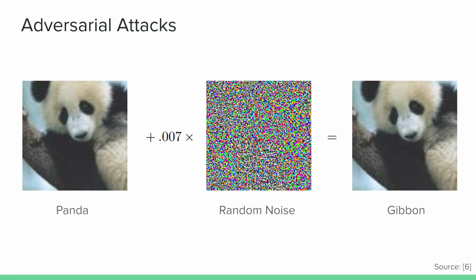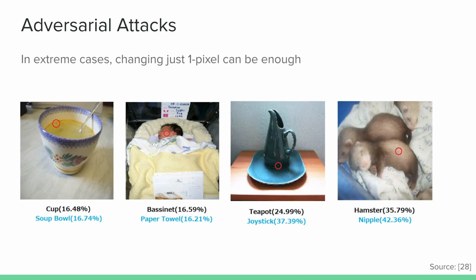Because the more systems that we actually deploy and use and rely upon, the more important it is to protect ourselves against such attacks. In some extreme cases, the authors of this paper have shown that even just changing one single pixel can be enough to alter the predictions of the neural network.